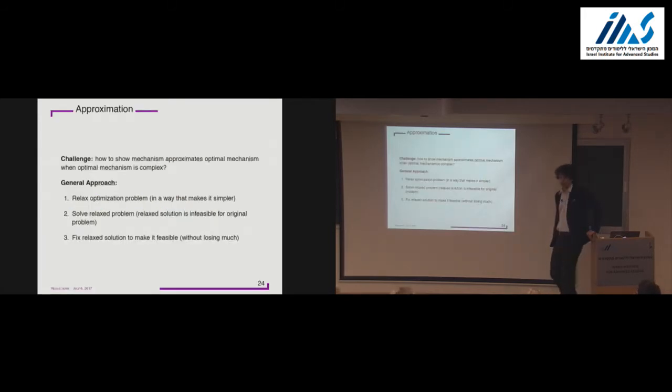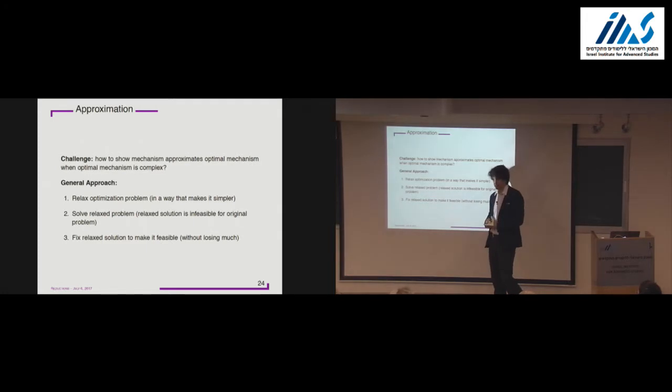Okay, so here I want to give you the main challenge of approximation. I want to show something simple is close to optimal, and unfortunately, the optimal thing is complex, so maybe putting my finger exactly on it is going to be a challenge. So how do I analytically show something is close to something complex that I can't exactly understand? That's the main challenge.